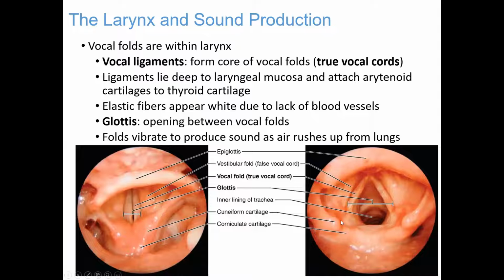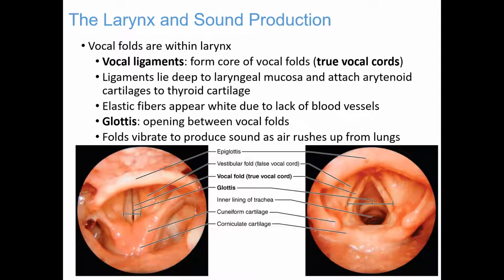So, okay. Now, sound production. Vocal folds are in the larynx. We have what are known as the true vocal cords, and we have the false vocal cords. The false vocal cords are what we call the vestibular folds. They don't do anything. They're on the outside of the true vocal cords.